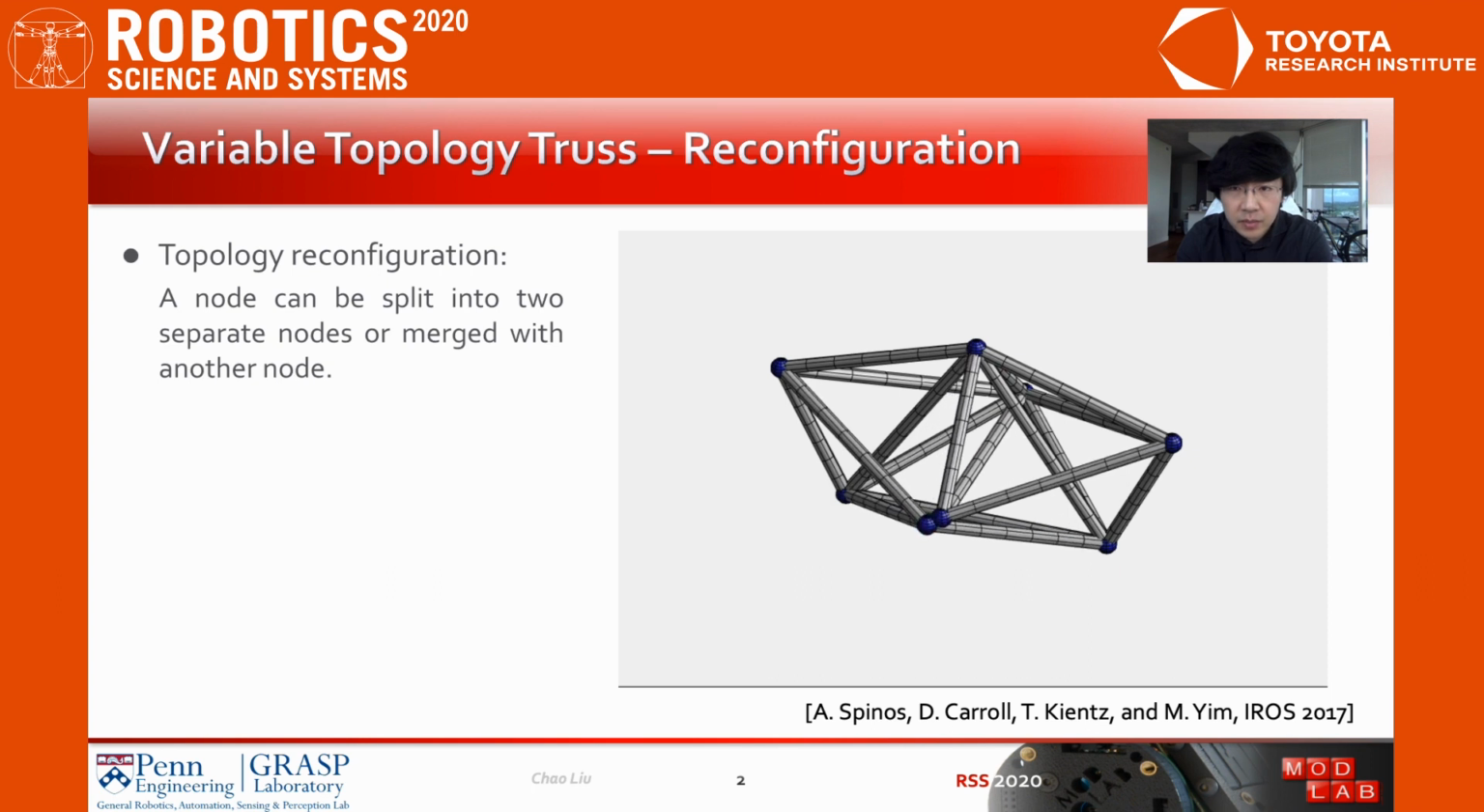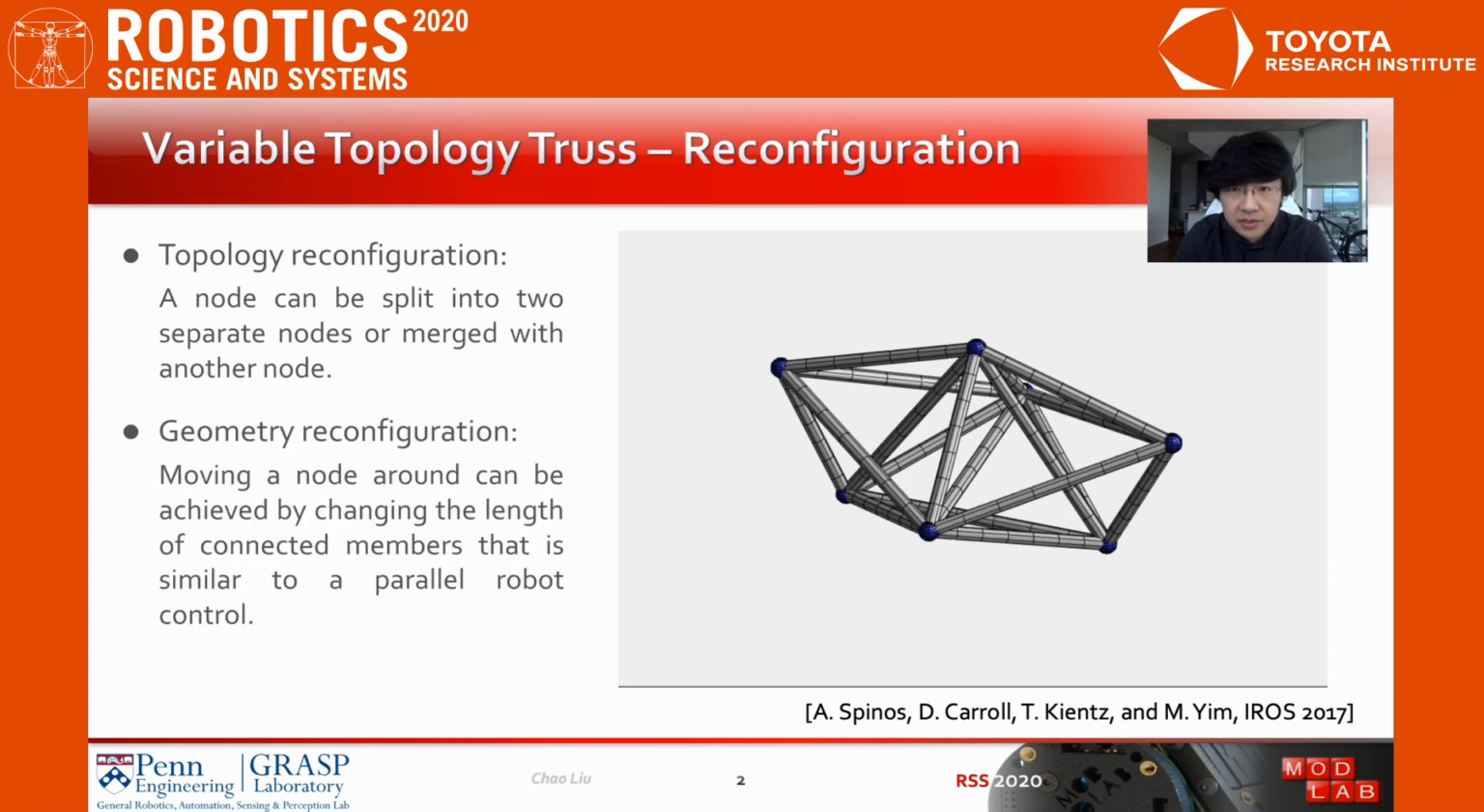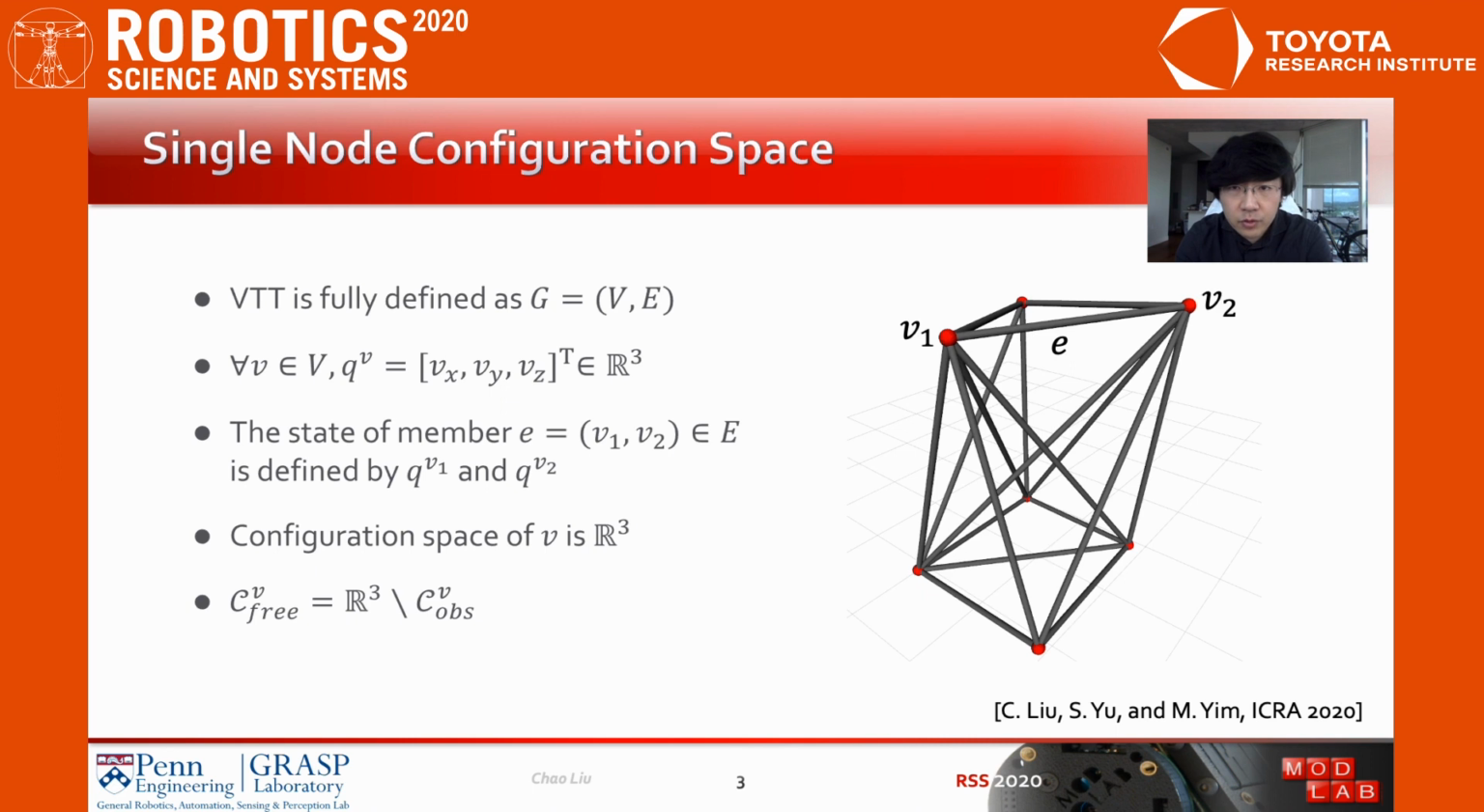The position of a node can be changed by changing the length of connected members. That is similar to controlling a parallel robot, and this is the geometry reconfiguration. We use a non-directed graph to model a VTT. For any node, its configuration space is clear R3, and the state of each member is determined by the locations of its two nodes. In order to do path planning for a node, we present a fast algorithm to compute its obstacle region and free space.